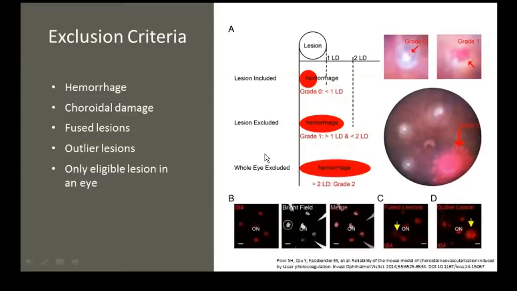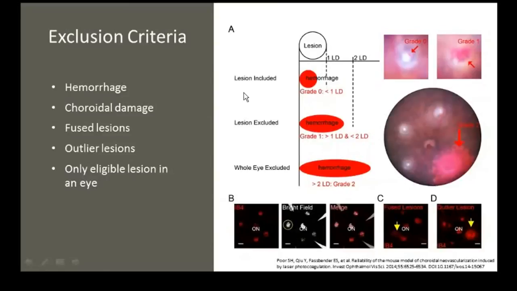In addition to those situations I introduced in the last slides, some other lesions should be excluded from statistical analysis to accurately evaluate the area of CNV lesions. There are 5 provisions in our exclusion criteria. First is hemorrhage. Severe hemorrhages will cause much larger CNV lesions, so the choroidal hemorrhages should be analyzed and classified carefully. We grade the bleeding to 3 levels.